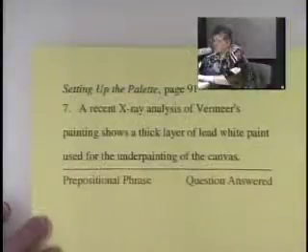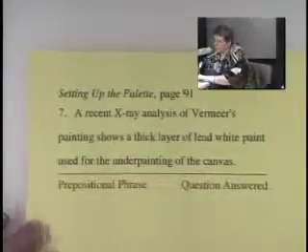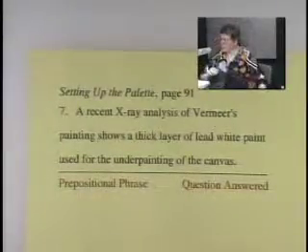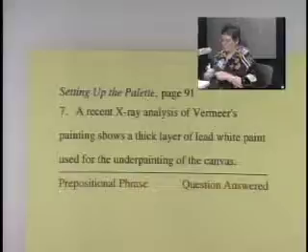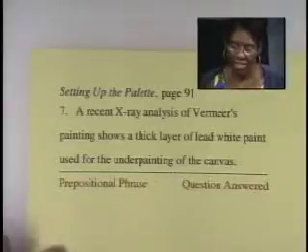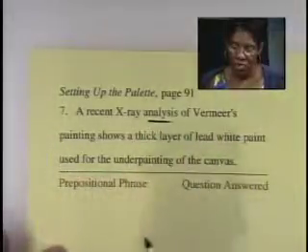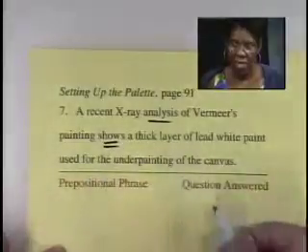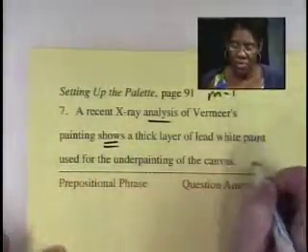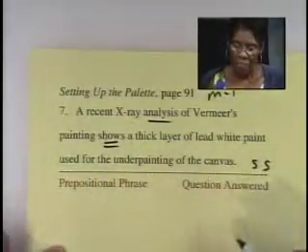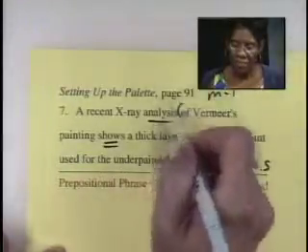Question? Yvonne, anybody? All right, let's try this. Yvonne, try this. "A recent X-ray analysis of Vermeer's painting shows a thick layer of lead white paint used for the underpainting of the canvas." What would you say the subject is? Analysis. And how about the verb? Shows. And the kind of clause? Main clause. The kind of sentence? Simple sentence. And where's your first prep phrase? Of Vermeer's painting.